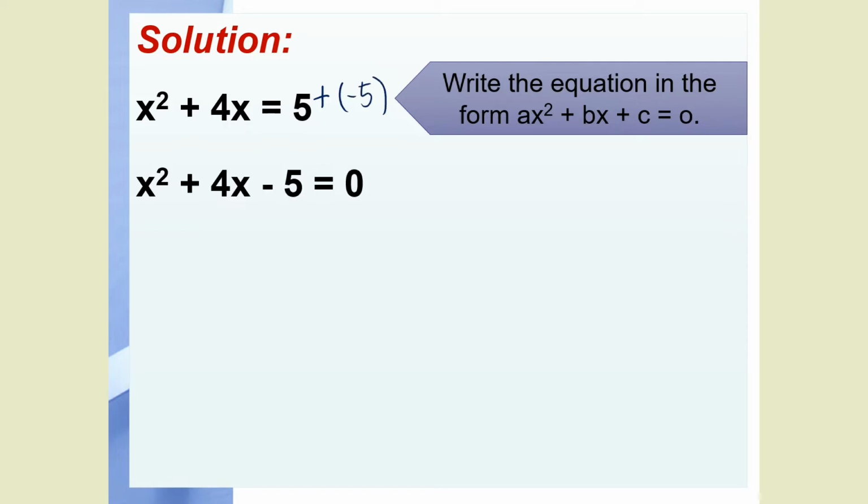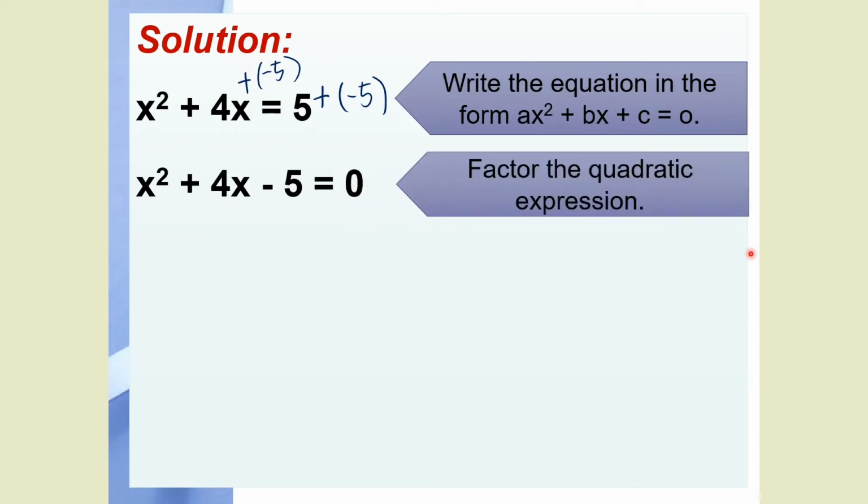Or, as a shortcut, pwedeng gamitin yung minus 5, on both sides. So, plus negative 5, or, again, minus 5 yung iba. Ang ginagamit, minus 5 na lang para shortcut na. So, x squared plus 4x minus 5 is equal to 5 plus negative 5, is 0 na. So, naka-standard form na, we have to factor the quadratic expression on the left side.